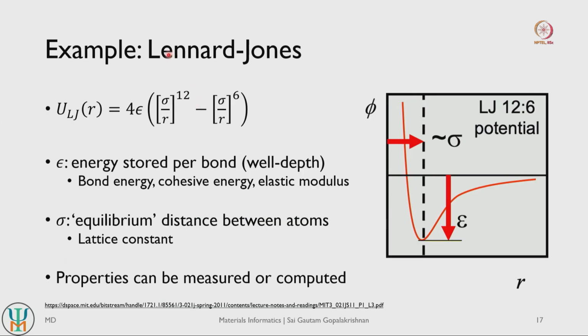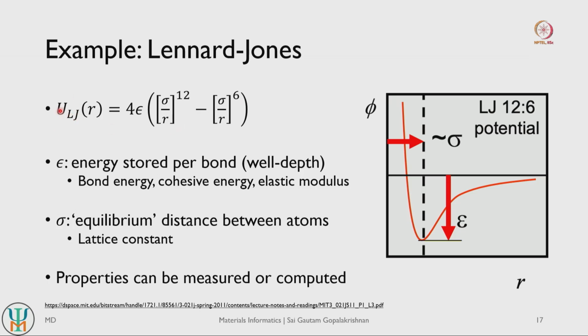Okay, let us take a very specific example of a classical force field and see what kinds of parameters or properties are actually used in fitting this potential. We will take the case of the Lennard-Jones potential. This has a very simple functional form. Your potential energy is given by 4 times epsilon, times the quantity (sigma by r) to the power 12 minus (sigma by r) to the power 6.